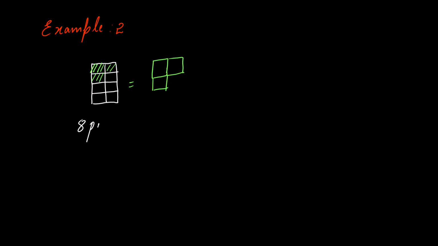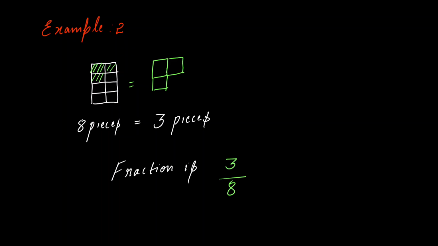Now we'll see one more example. Suppose a chocolate bar is cut into 8 pieces. So in this you ate 3 pieces of chocolate, which is shown here. You ate 3 pieces of chocolate. So now the fraction will be 3 by 8. Here 3 is smaller than the 8.